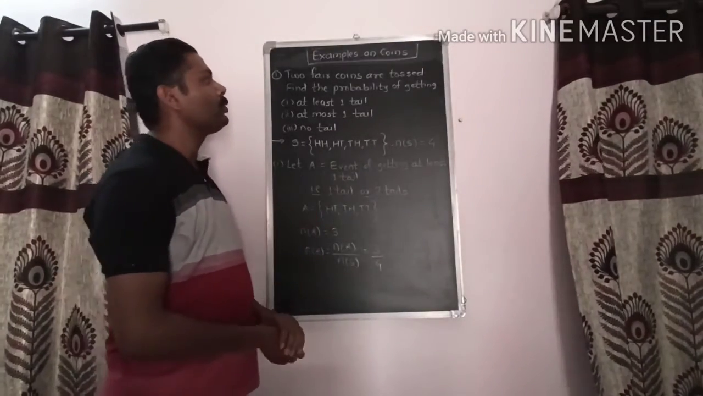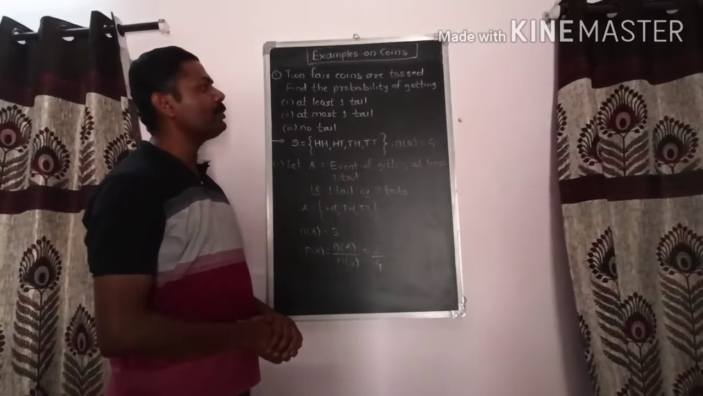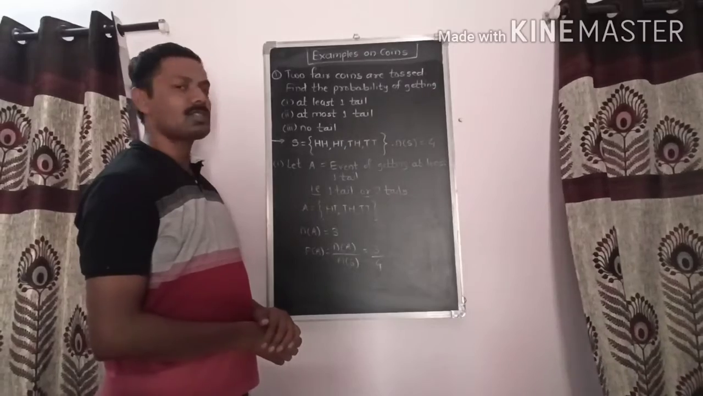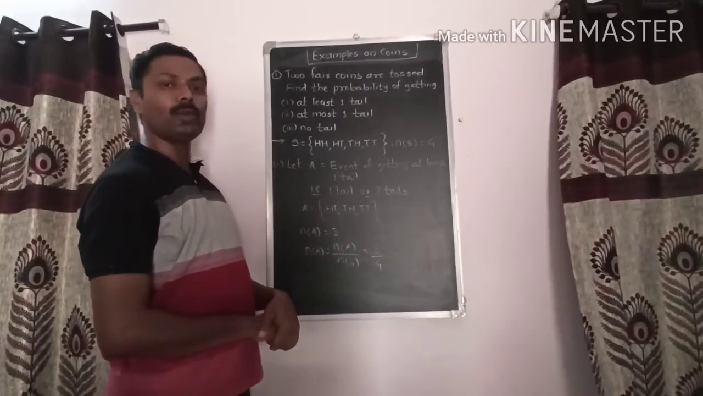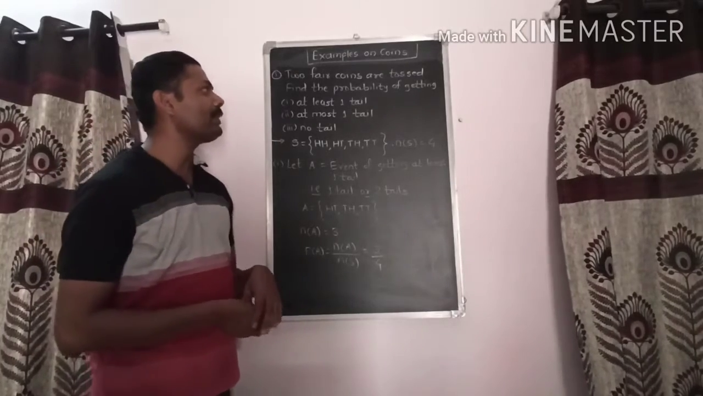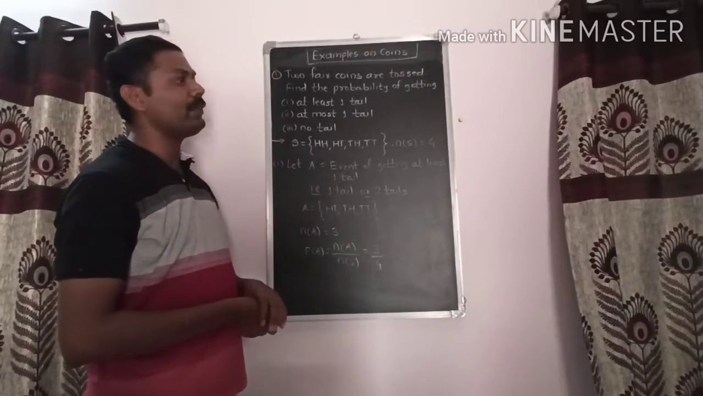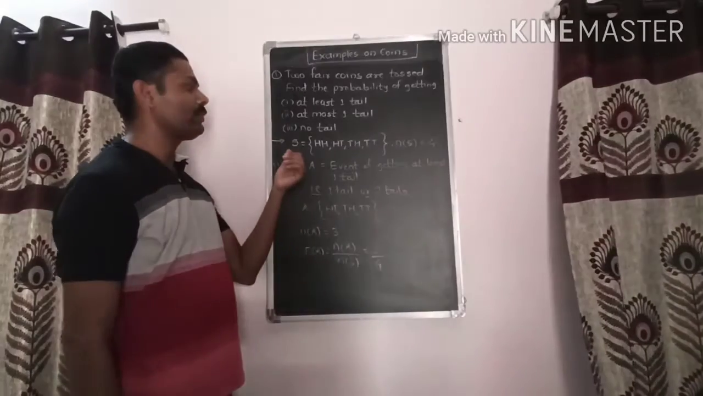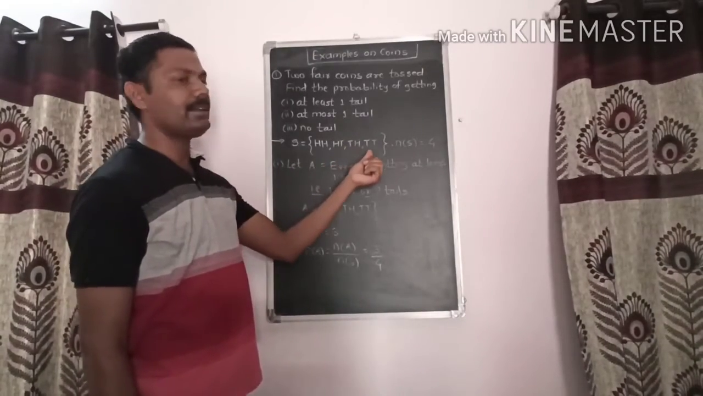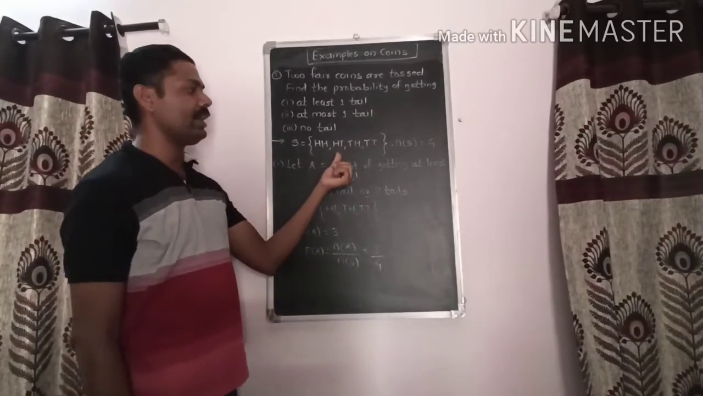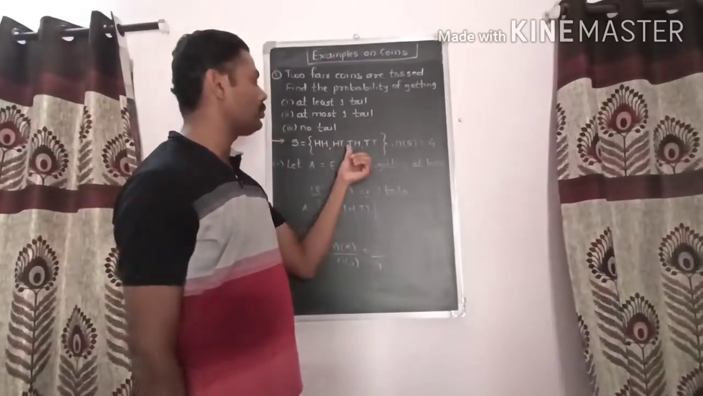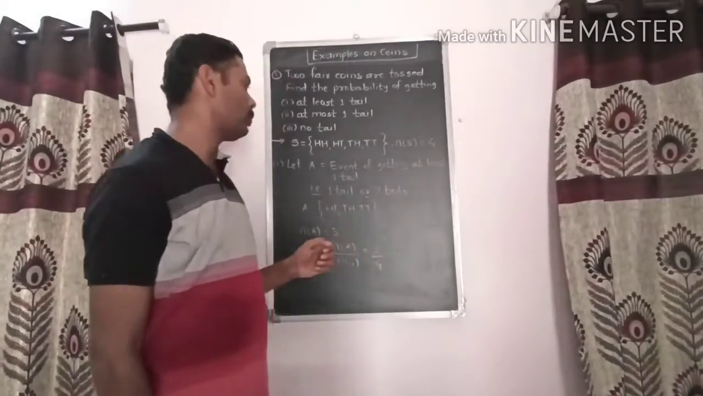First example, two fair coins are tossed. Find the probability of getting at least one tail, at most one tail, or no tail. In this example, the random experiment is tossing of two fair coins. Okay, so we have S is equal to {HH, HT, TH, TT}. Therefore n of S is 4.